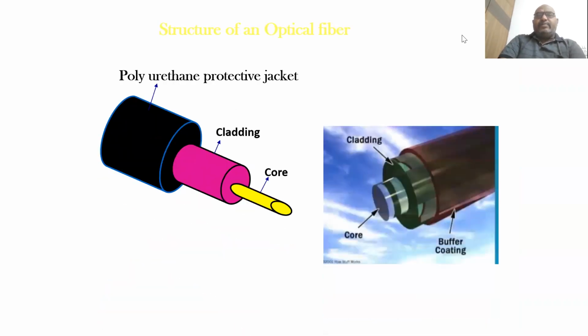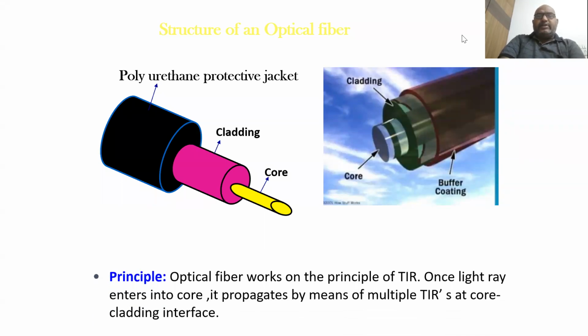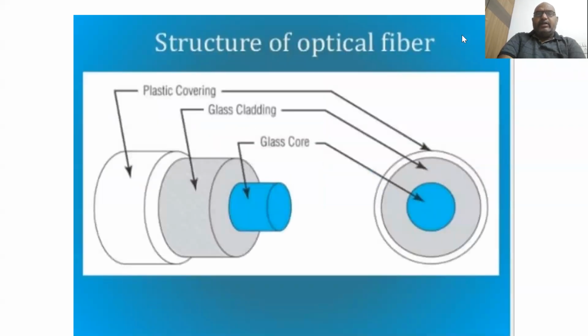So, the structure of an optical fiber. The structure of optical fiber basically consists of a core medium, a cladding medium, and a protective jacket or buffer coating. The optical fiber works on the principle of total internal reflection. When the light ray enters the core, it propagates by multiple total internal reflections at the core cladding interface. This is called the principle of optical fiber. These are the structure of an optical fiber. The inner cylinder is the glass core, the outer one is called the cladding, and the outermost one is the plastic covering.